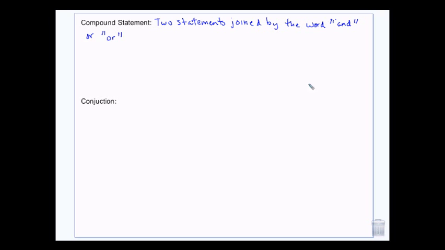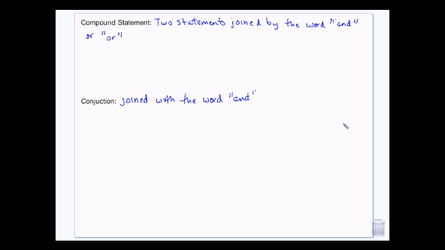So conjunctions are joined with the word and. And it's a conjunction because it's adding together. Have you guys ever heard of like conjoined twins? Co means together. So conjunction is like putting the two sentences together with the word and.